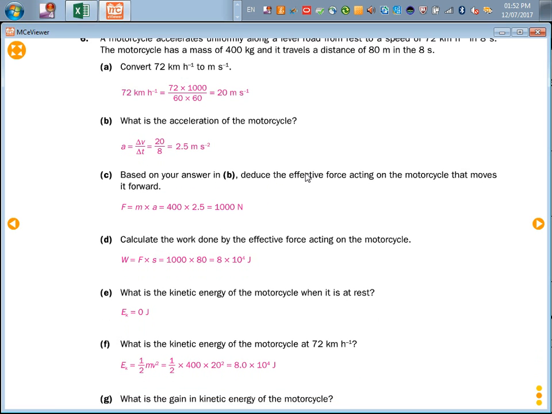So since we have the effective force and we have the distance traveled, we can calculate the work done. Force times distance moved. Yes or no? Yes. Are you from my class or not? Huh? Are you from my class? So work done equals force times distance moved. Yes or no?